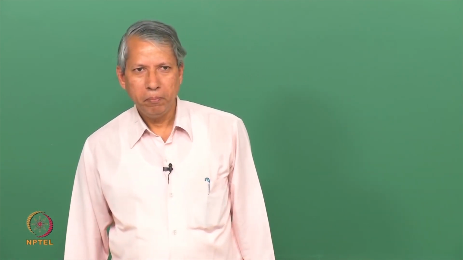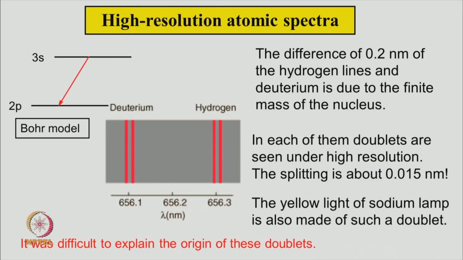Also, many spectral lines were found to come in pairs when they are seen in high resolution. Here is an example of hydrogen atom spectrum and deuterium. So, each of them show this pair of lines together. The difference in their line position is due to the difference of the nuclear mass. So, that is not of serious consequence.